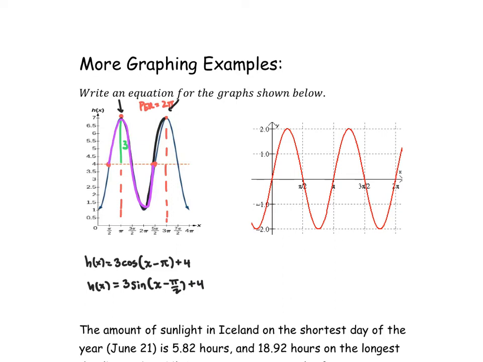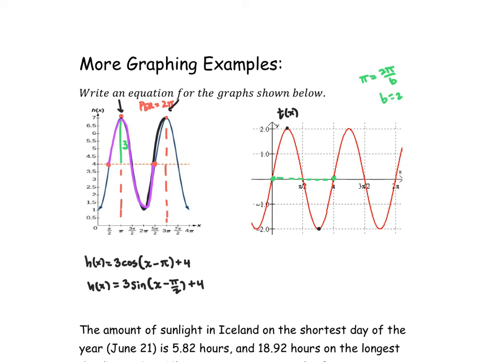Outstanding. Okay, let's look at the second example. Very simple. Let's call this t of x. It looks like we could start with a nice sine function here. And we got a max value of 2, min value of negative 2. And it looks like the period is a length of pi units. Okay, so we can go from midline to midline in pi units. So that tells me that if the period is pi, and that's 2 pi over b, then b would have to be 2.